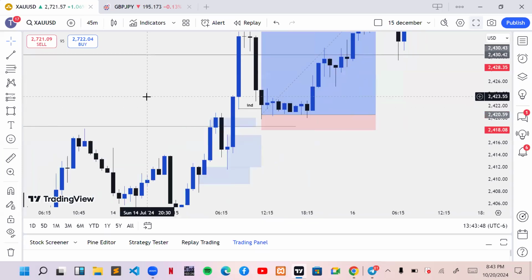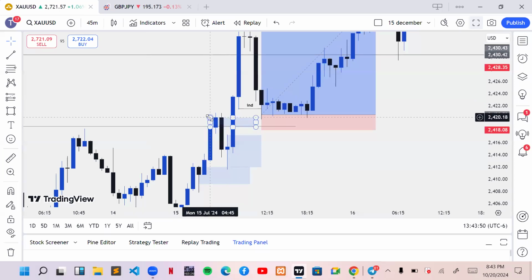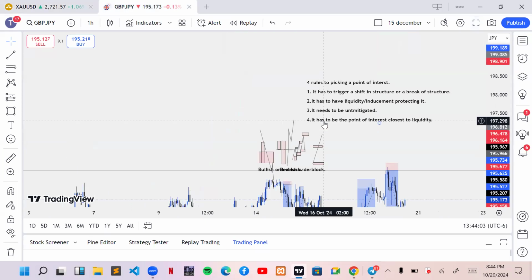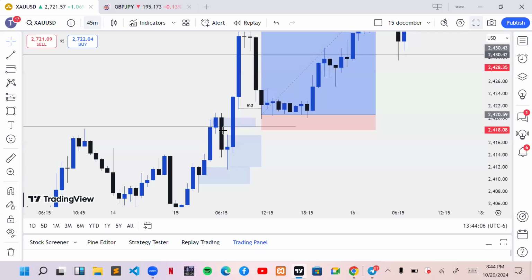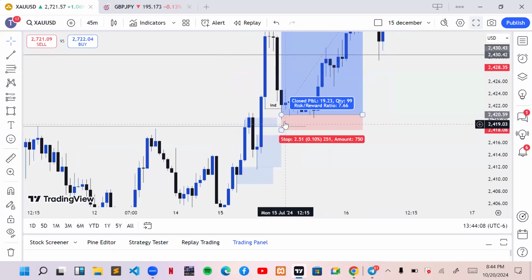Third rule, it needs to be unmitigated. This breaker block has not been tapped before after the shift of market structure or break of structure. It was not tapped. The other block was also not tapped after the shift of market structure. But which point of interest are we going to use? The fourth rule, we pay attention to it. That should be the point of interest that's closest to liquidity. That was why this breaker block was used as entry here.